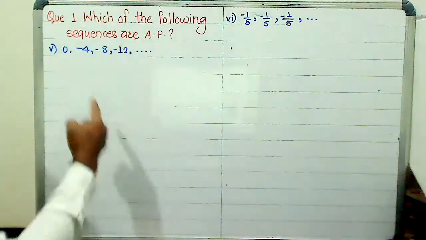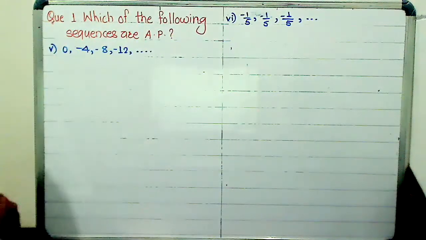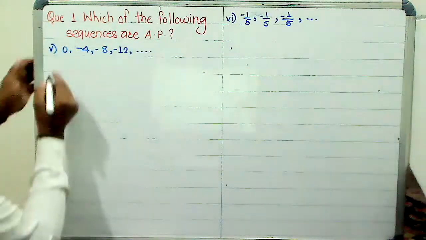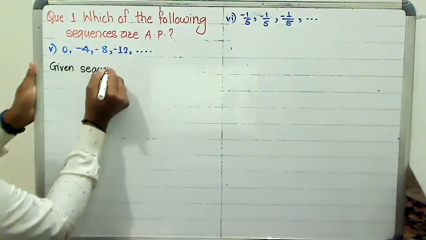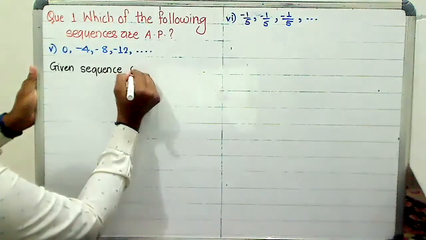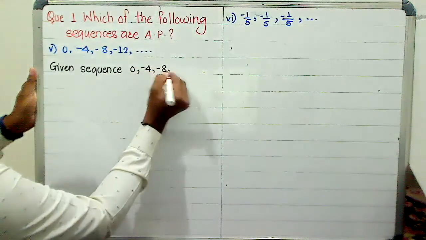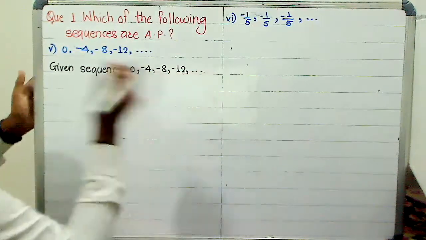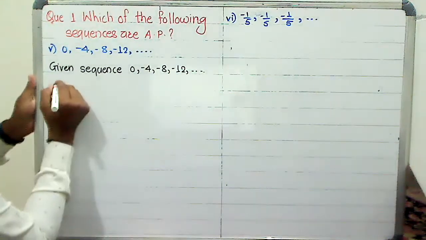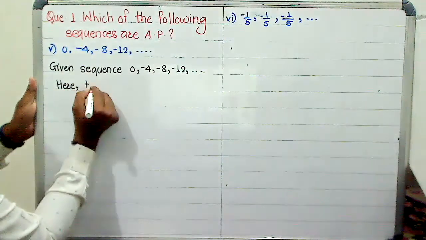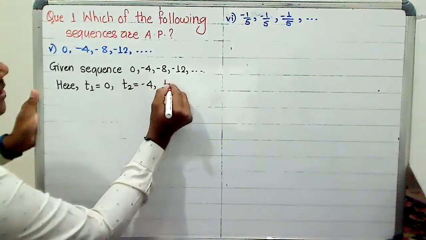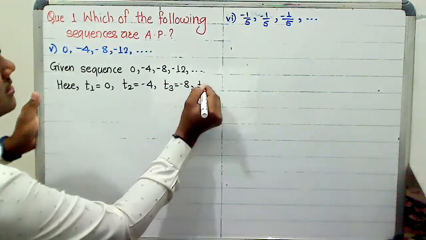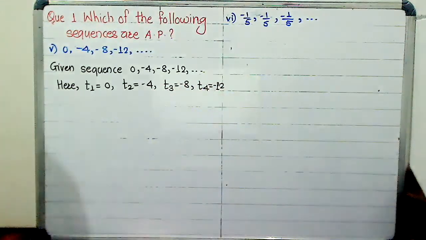Now we have the next two examples. So fifth example is 0, minus 4, minus 8, minus 12. So first of all, you should write the given sequence. So given sequence is 0, minus 4, minus 8, minus 12, and so on. Okay. So here T1 is equals to 0, T2 is equals to minus 4, T3 is equals to minus 8, and T4 is equals to minus 12. So now we have to find the difference between two consecutive numbers.